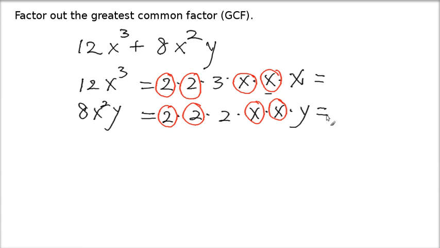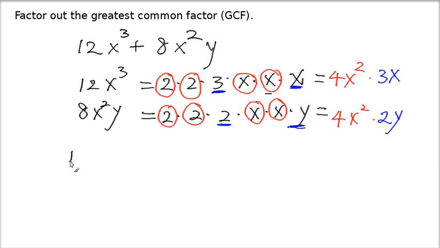So the first term and the second term, they are products of 2 times 2 times x times x, which is 4x squared, and the remaining factors. See, the factors not circled, 3 is remaining, x is remaining. Their product is 3 times x. And 2 and y, they are remaining factors of the second term. So 2 times y.